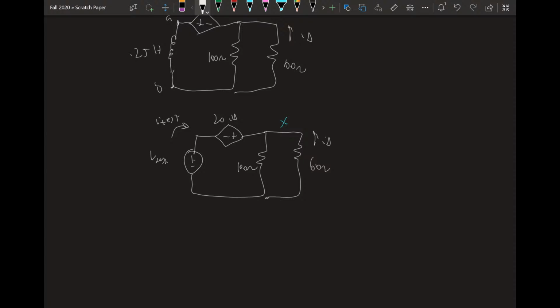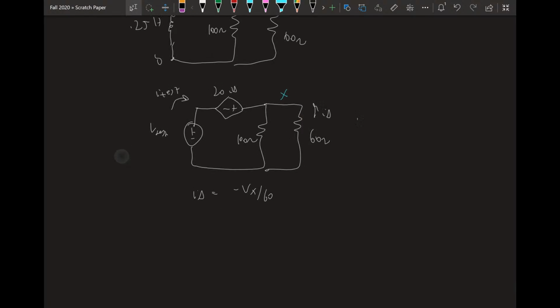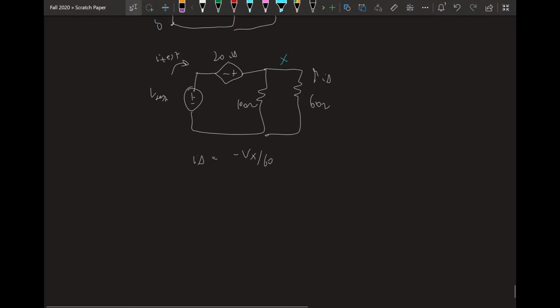Dependent source internal node voltage, I delta equals negative Vx over 60. Everyone see that? How I got that? Vx over 60 is the current going this way, and so the negative of that is our I delta. Let's solve for our nodes.